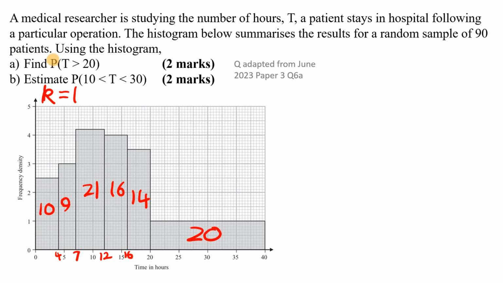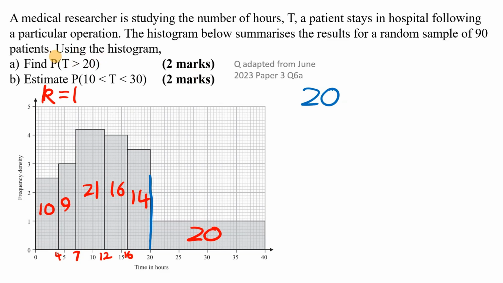Okay, so we need to find the probability that t is bigger than 20. So on the x-axis, 20 is here. So we're interested in this area above 20, which is represented by this bar here, which we know has an area of 20. As you've already talked about in this particular example, the area under the histogram is equal to the frequency. So this here is the frequency for when t is bigger than 20.